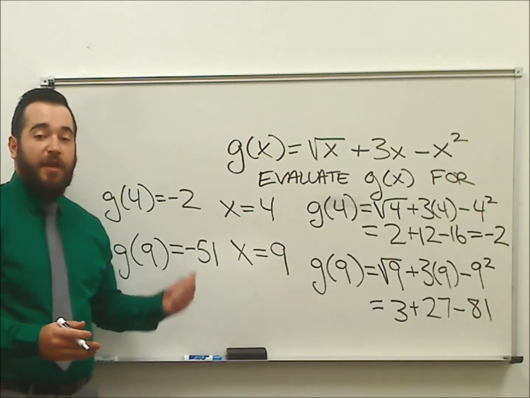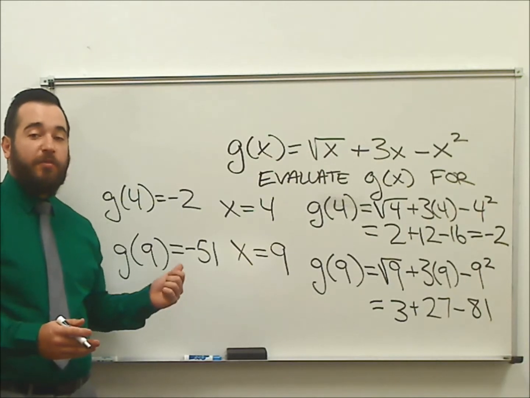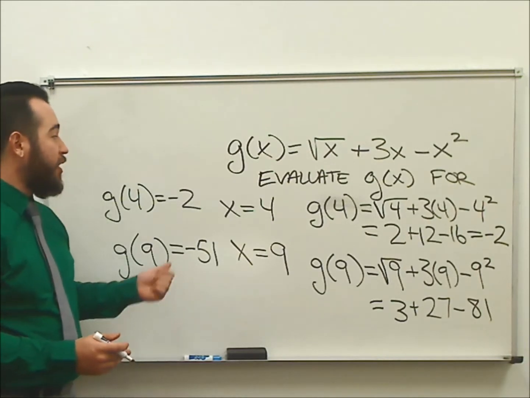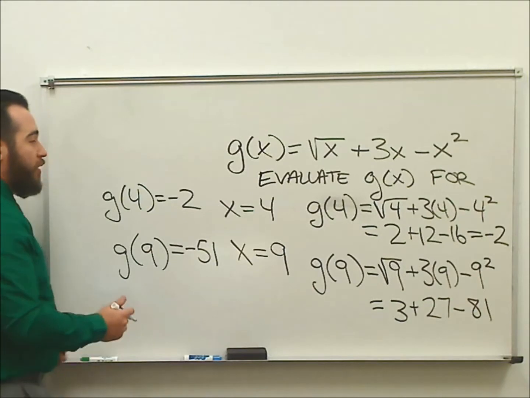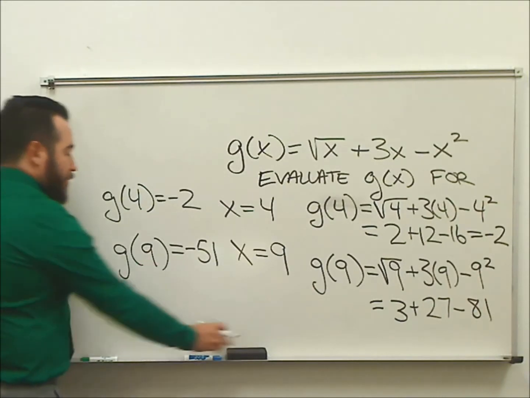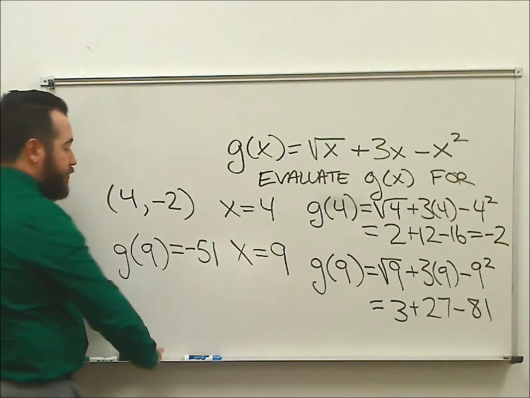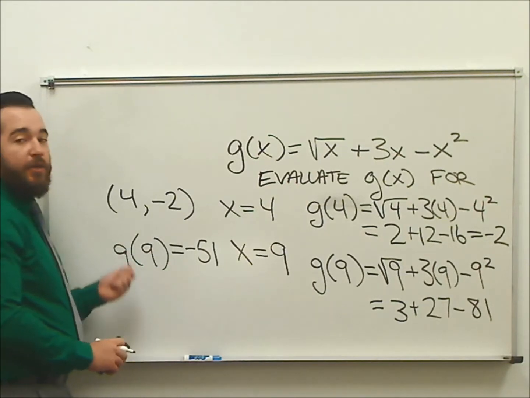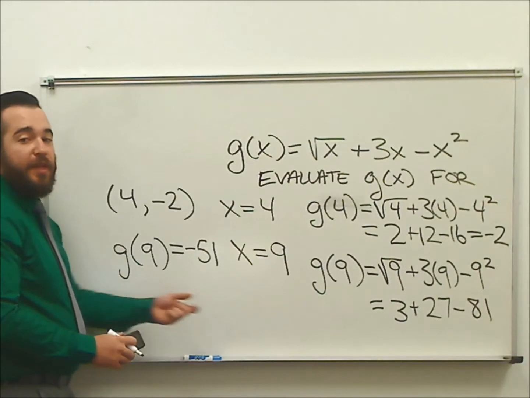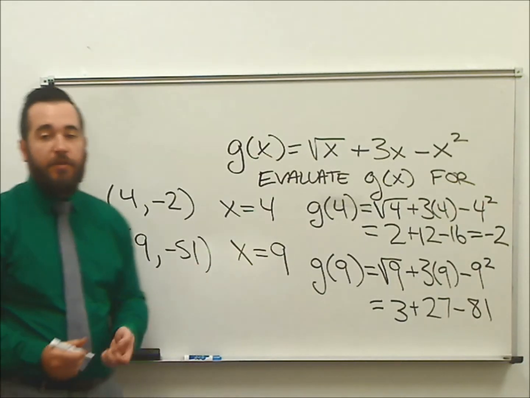Anyway, there's another way to represent these, by the way. You can also represent these as ordered pairs. For example, if you plug in 4 and get negative 2, you can represent this as (4, -2). If you plug in 9 and you get negative 51, you can represent this as (9, -51).